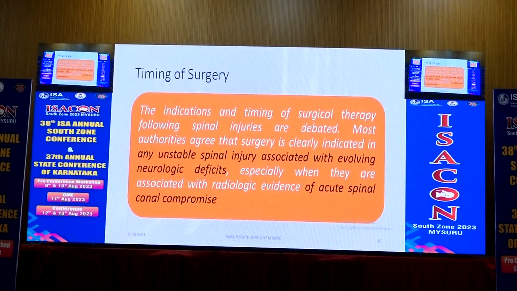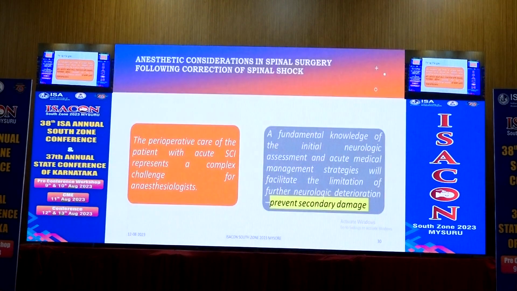And next, coming to the timing of surgery. Any unstable injury we need to stabilize. So now we have to see how we are going to take up this patient. The perioperative care of patients with spinal cord injury is really a complex challenge for the anesthetist. So our goal is to prevent secondary damage.